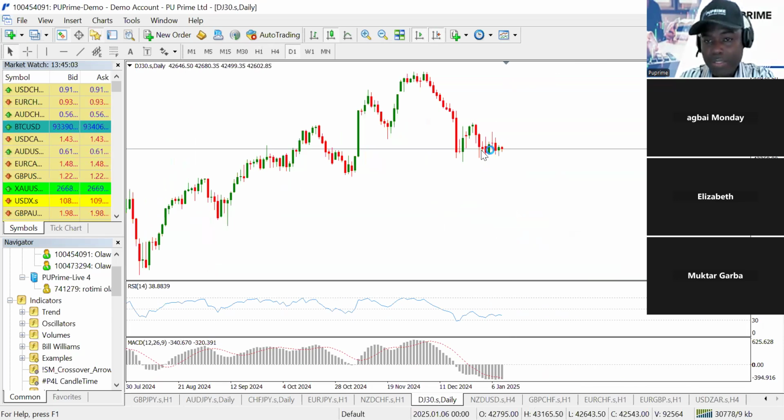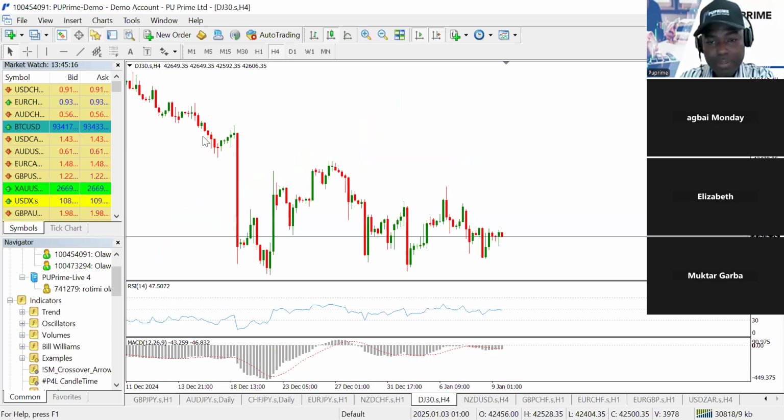DJ30 is in a range at the moment. There is no clarity around it. You can see the daily time frame. We have a range on the daily. Let's go down to 4-hour. Same thing on 4-hour.